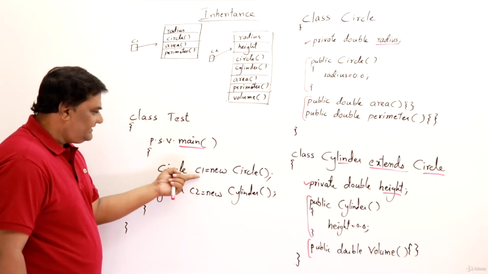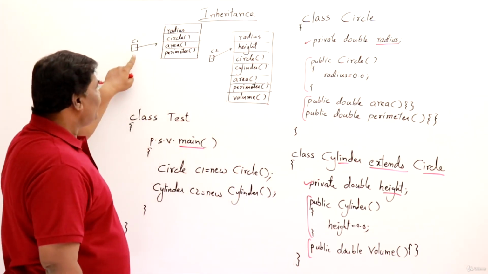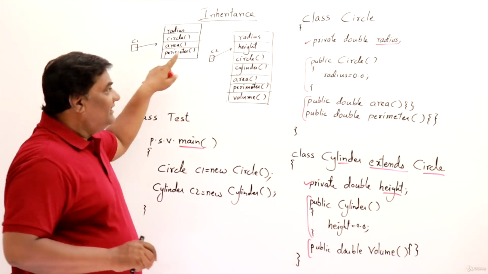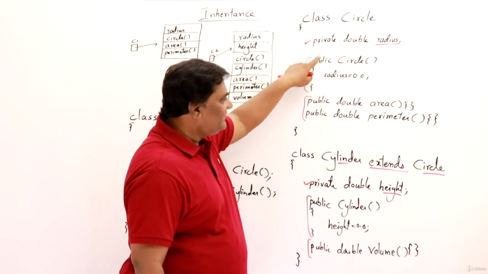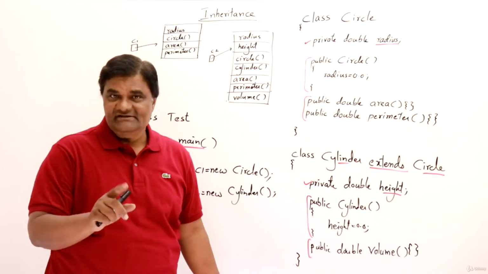First object is C1, the reference is C1, and this is for Circle. So here is an object of Circle, C1. What are the things it is having? A radius, the Circle constructor, area and perimeter. These are the things it is having inside.